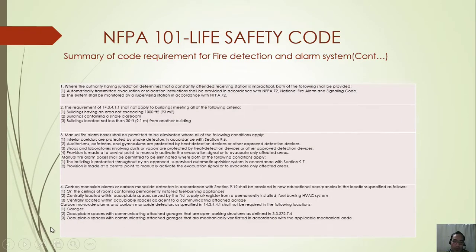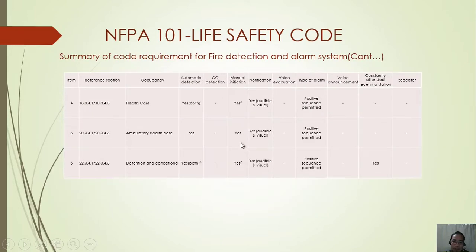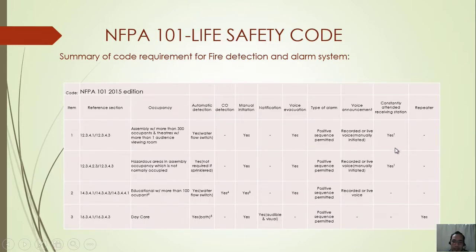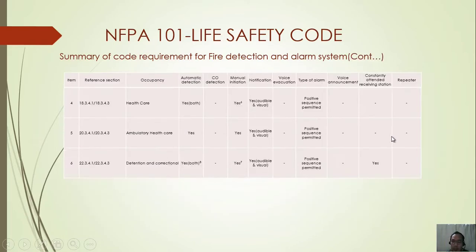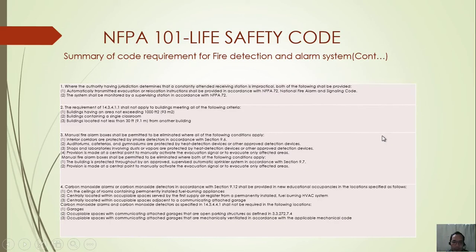What is note one? The first note. Here, you will see note 1 from assembly occupancy, under constantly attended receiving station. So what is the note for the first one? Where the authority having jurisdiction, which is the AHJ, determines that a constantly attended receiving station is impractical, both of the following shall be provided.